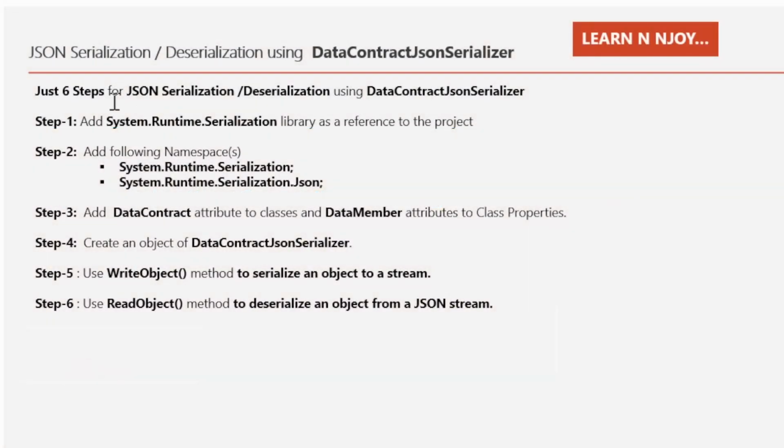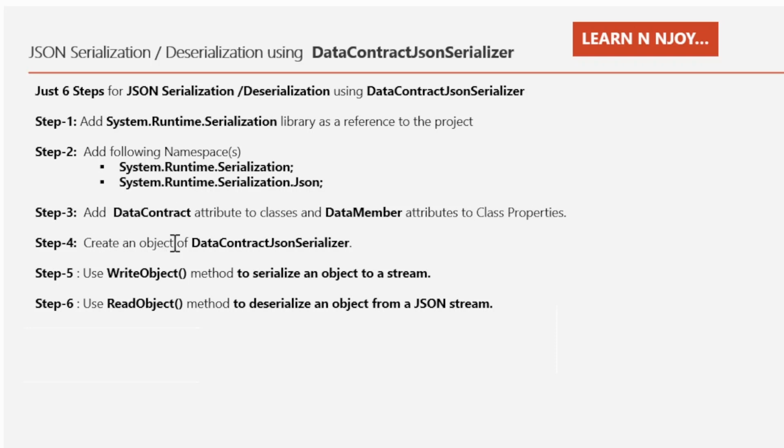We have to follow just 6 steps for JSON serialization and deserialization using DataContractJsonSerializer. Step 1. We need to add the System.Runtime.Serialization library as a reference to the project. Step 2. Add the following namespaces: System.Runtime.Serialization, System.Runtime.Serialization.Json. Step 3. Add the DataContract attribute to classes and DataMember attributes to class properties.